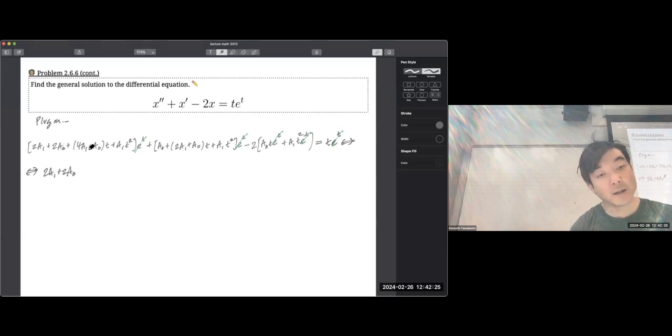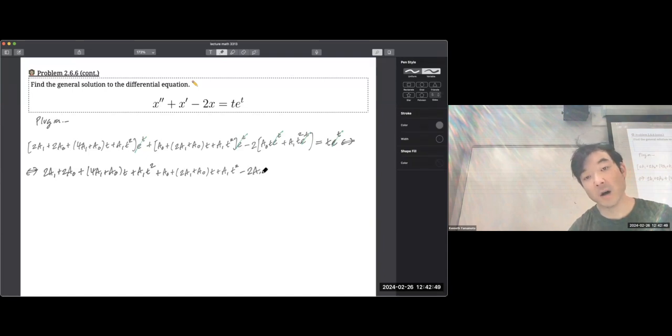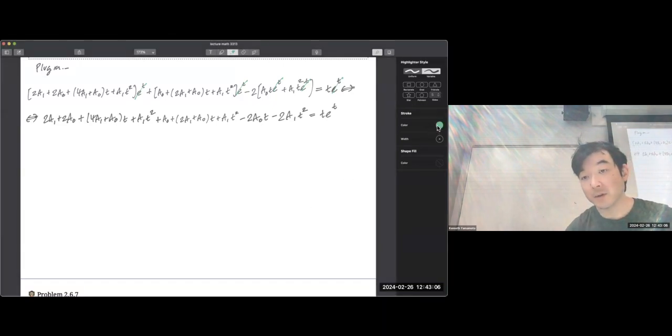2a1 plus 2a naught. That's these two. And then you're going to have this, which is 4a1 plus a naught t plus a1 t squared. That's just writing all this. That's fine. And then you're going to get, I'll just copy and paste because it's literally all this. You're going to add this. And then you're going to have minus 2a naught t, because this 2 multiplies, and then minus 2a1 t squared. This has to equal t e to the t. Okay, so we should just be able to go ahead and do the algebra.